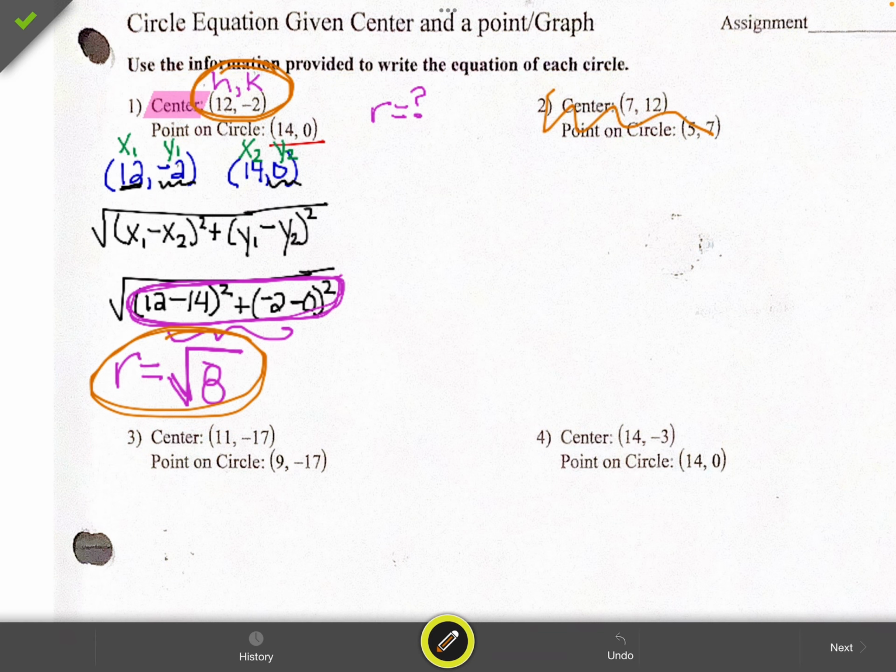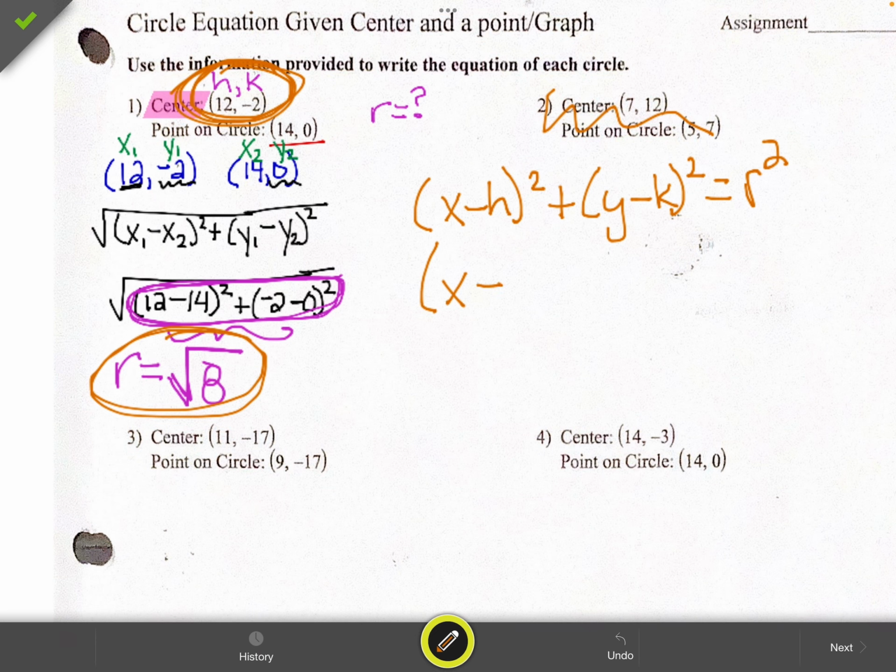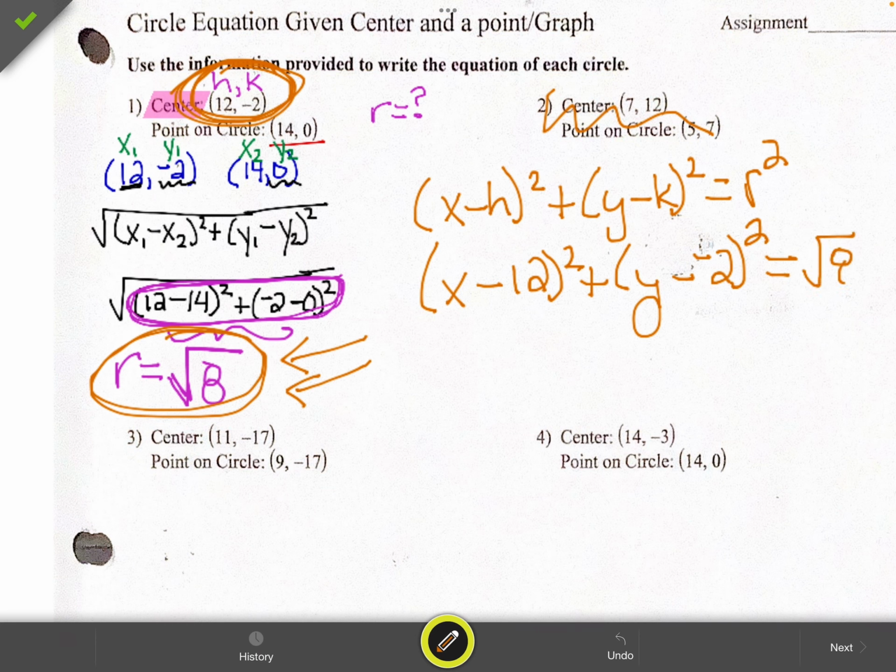So remember, standard form of our equation of a circle, (x minus h) squared plus (y minus k) squared equals radius squared. And so now we're going to use what we have for h and k. We didn't have to figure that out. They told us. Our h is 12 and our k is -2. Remember, we're just dropping it in there. But now we just figured out what our radius is. Our radius is the square root of 8. So we're going to say equals square root of 8. And remember, you do have to square that.